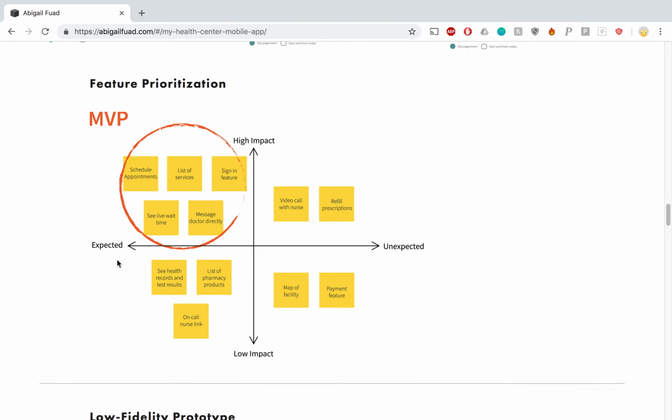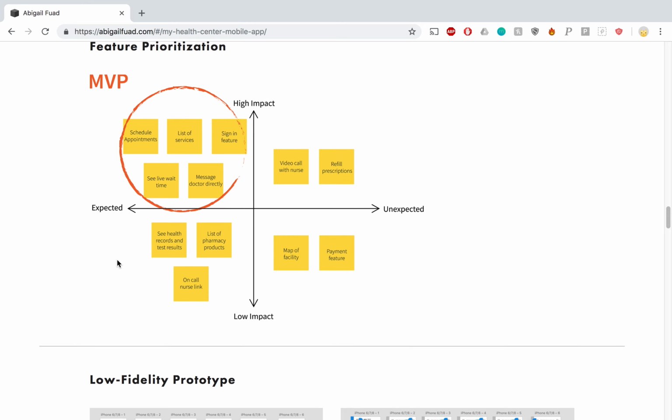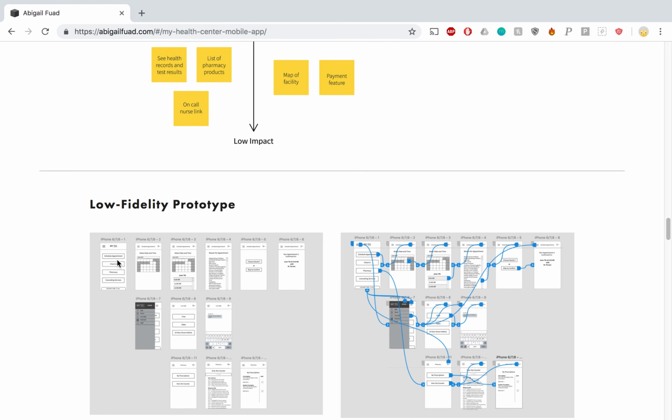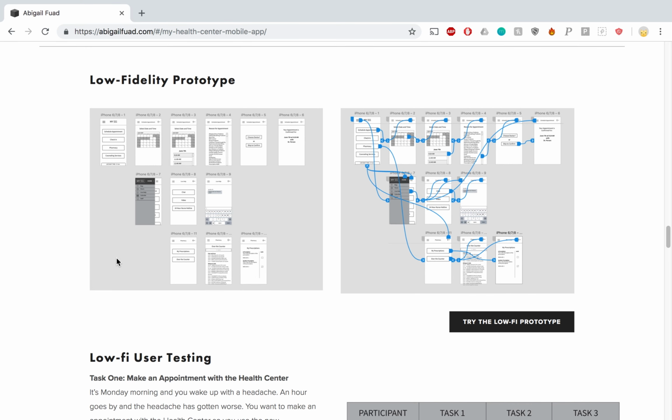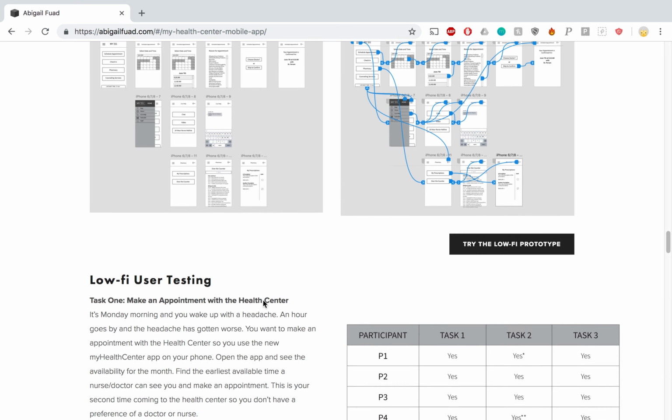From there, we did feature prioritization. We listed out all the different features that we wanted to include, and then put them on a graph of high impact to low, expected versus unexpected, and really honed in on the features that were high impact and expected to be accessible through the application. After all that research and ideation, we developed our first low fidelity prototype, and you can actually access it right here if you're interested.